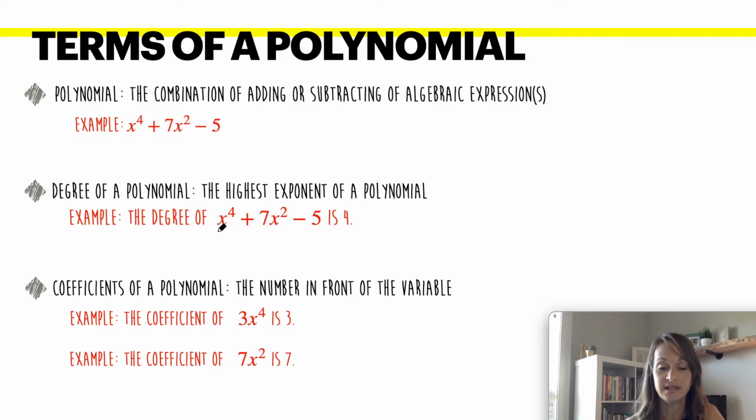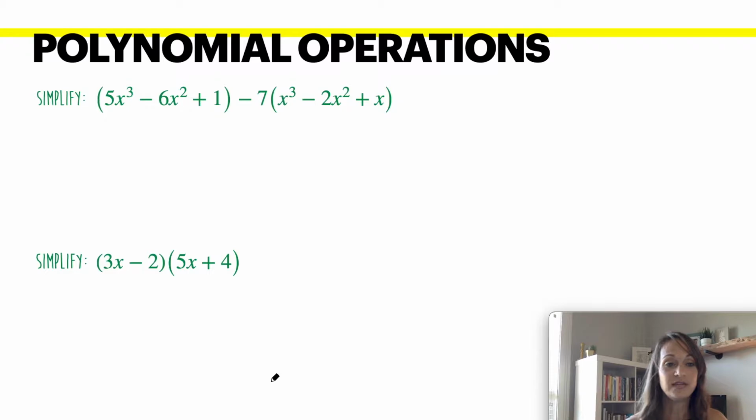So for example, in this polynomial, the 4 is the highest exponent, and so that would be considered the degree of that polynomial. The coefficients of a polynomial are the numbers in front of each of the variables. So for example, in 3x to the 4th, the 3 would be considered the coefficient. In 7x squared, the coefficient would be the number 7. Now you can add and subtract and multiply and divide polynomials.